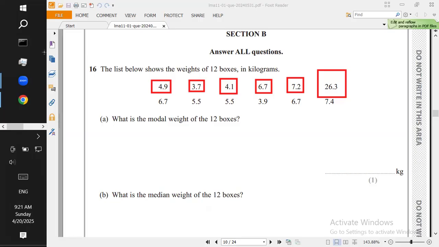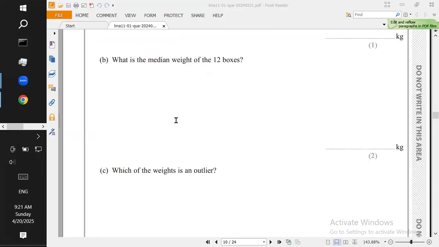Now, we write it as an answer here. So this means that 26.3 is the outlier for this question. And this is how you answer a question like this.